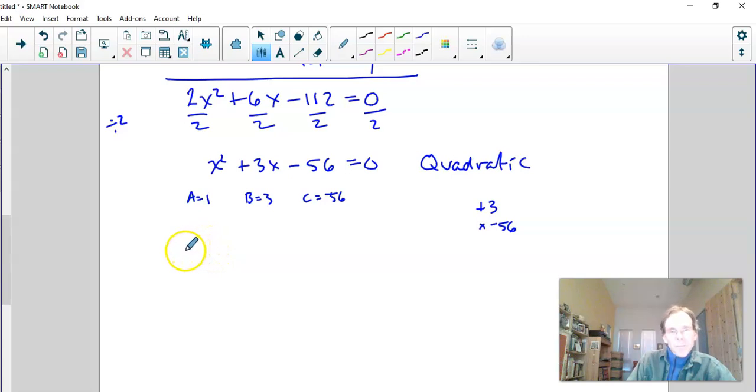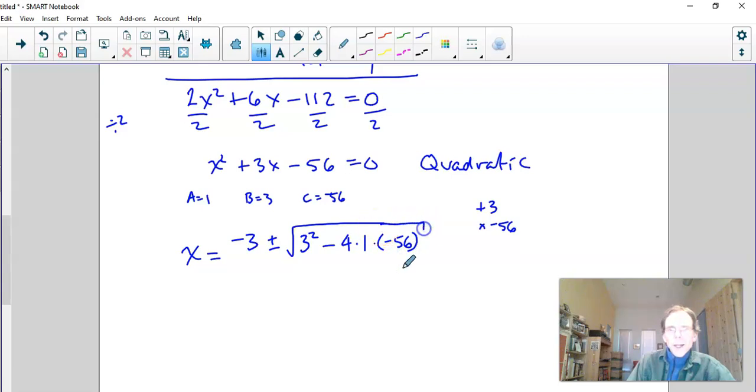Okay, so the quadratic formula, you should have this memorized by now. x is going to equal negative b, so negative 3, plus or minus the square root of b squared, so 3 squared, minus 4 times the a, which is 1, times the c, which is negative 56. And that's all divided by 2a, so 2 times 1.